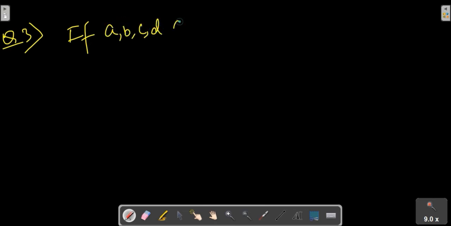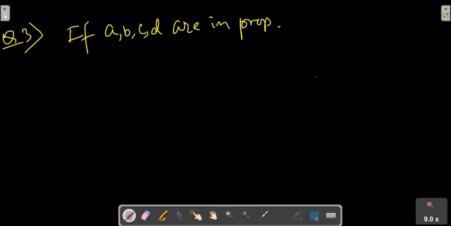So the next sum is from my list. It's question number 3 according to my question numbering. The question is given something like this, that here they have given 4 things like a, b, c, d. They are in proportion. So let's see what we can do with them. So let us copy the question. If a, b, c and d are in proportion, okay, so then we have to prove something.